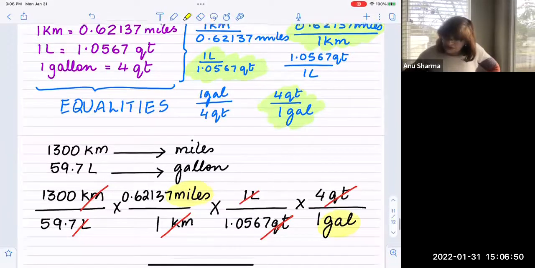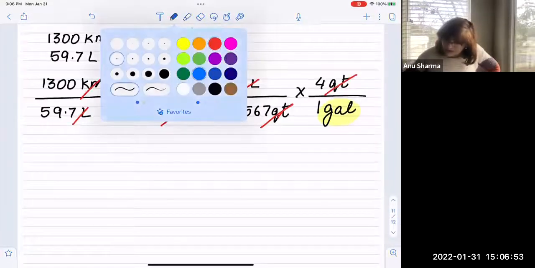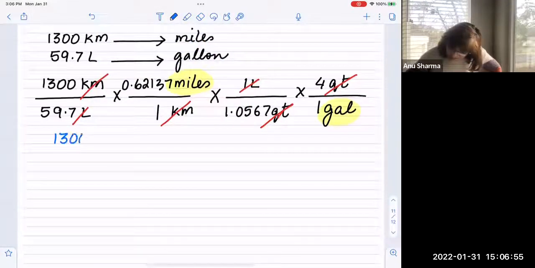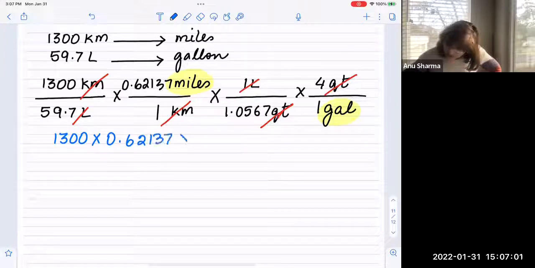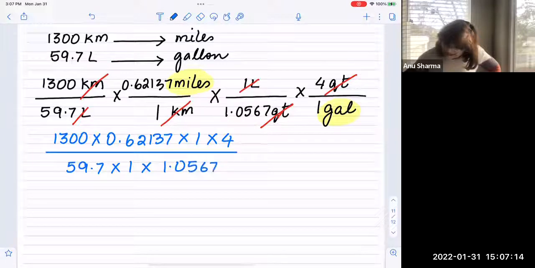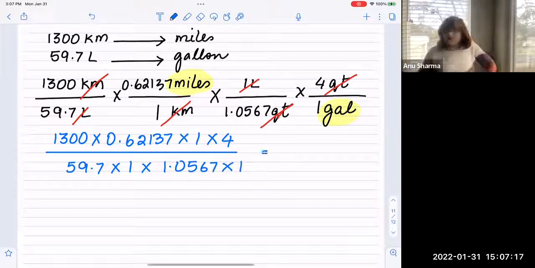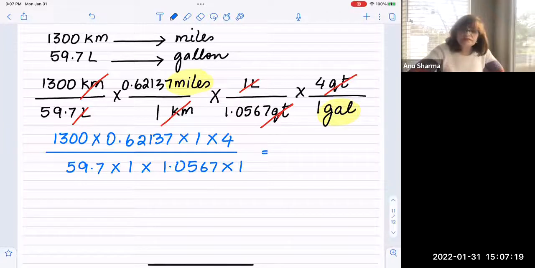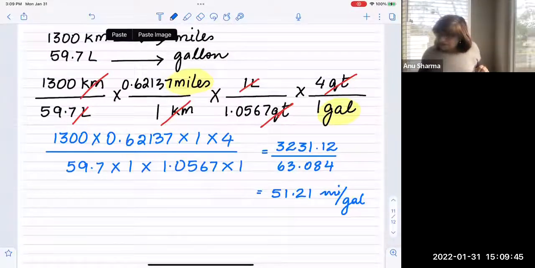The rest is just do the math, which is now basically 1,300 multiplied by 0.62137 times 1 times 4 divided by 59.7 times 1 times 1.0567 times 1. Okay, and what do you get here? Okay, so we see after we do these calculations, we get 51.219326. I got this on the calculator.